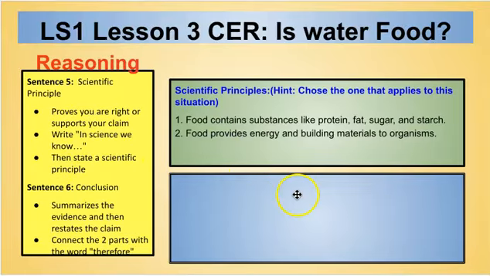So getting to the last part of the CER, this is the reasoning. The reasoning has 2 sentences. Sentence 5 is your scientific principle. You want to choose a scientific principle that proves you are right or supports your claim. We all started out in the same way. In science, we know. Then state your claim. Now, you might have to do a little wordsmithing to make sure that it sounds right. And then sentence 6 is 2 parts. First, summarize the evidence, and then you restate your claim. And you separate the 2 parts with the word therefore.